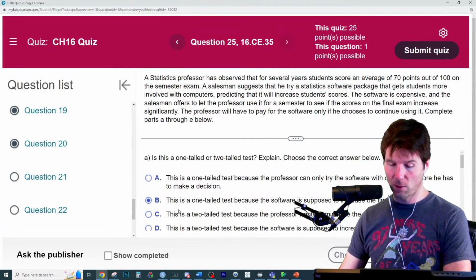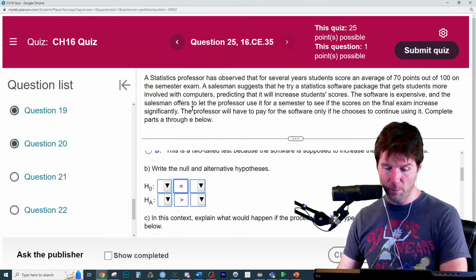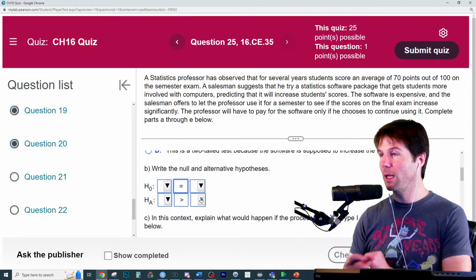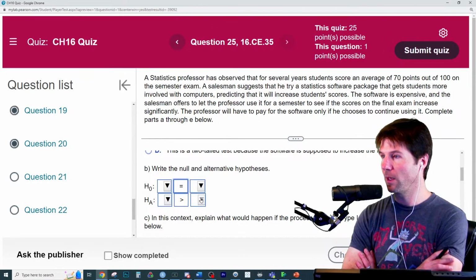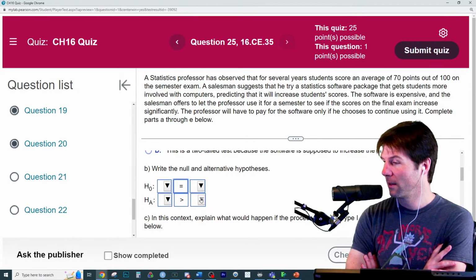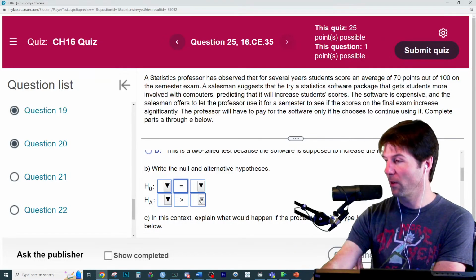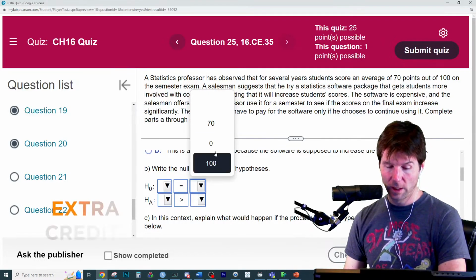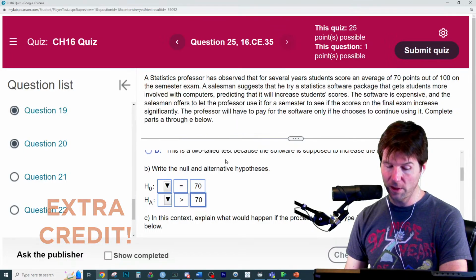So the null states equals, yeah, that's a good answer. The null has the equal sign. Boom, we know that. And what is the hypothesized value currently? Like, what do we currently believe is true? Well, not 100. Good answers, Kelsey, right there. We currently believe 70 is true.